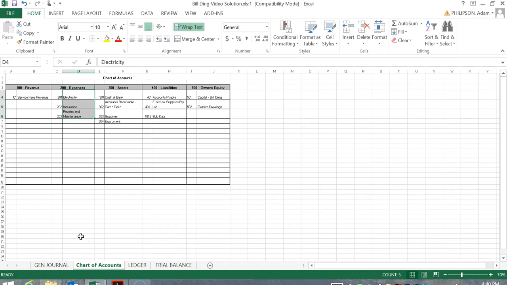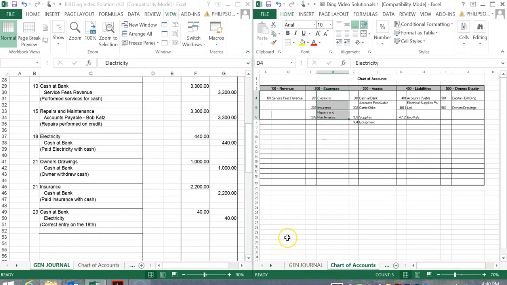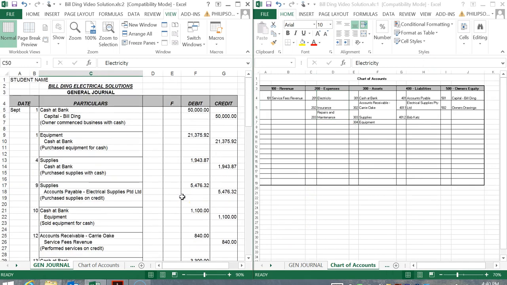Alright, that's it for the journals and the chart of accounts. I'll sign off here and then go and do another video for posting to the ledger and then creating a trial balance.